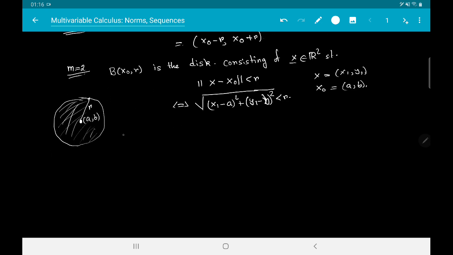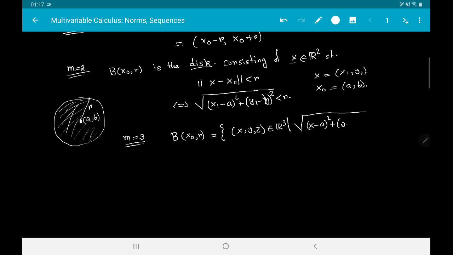Just one last case, when m is equal to 3. This object that I called a disk is now called a ball. B(x0, r) is the ball of (x, y, z) in R3 such that (x minus a) whole squared plus (y minus b) whole squared plus (z minus c) whole squared is less than r squared.